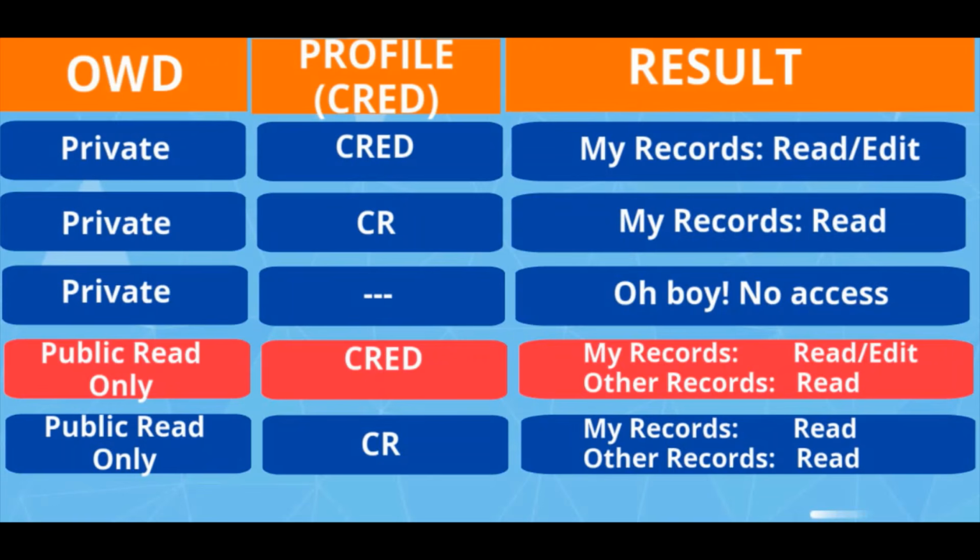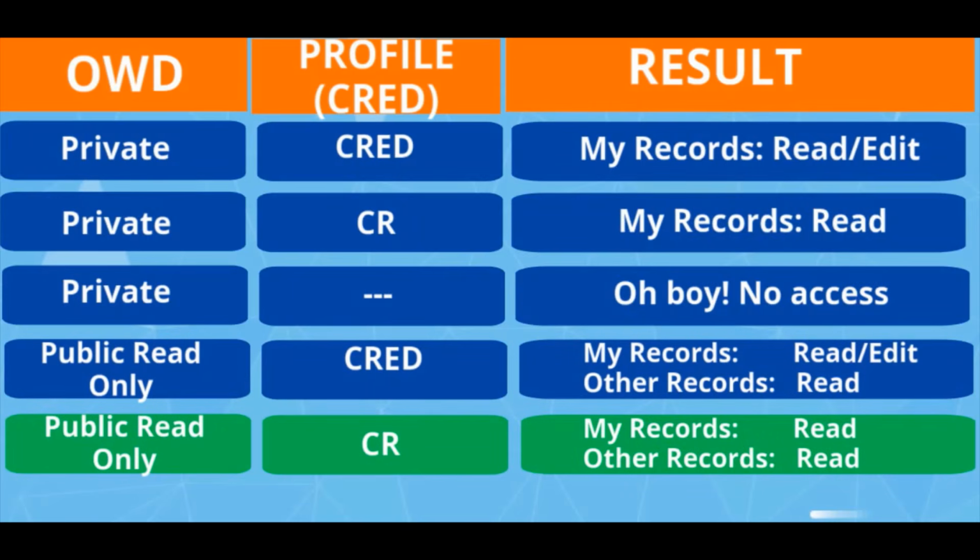It seems a little complex, but try to understand. By understanding this kind of scenario, you will be able to understand the concept a little better. Now the next scenario. So public read only is the OWD and the profile says CR. As it says public read only, he will have access to the records owned by others. So that's the reason in the result we have in my records read only access and in the other records we have read access. Why did we not have the edit access? Because in the profile there is no edit option. Very simple.